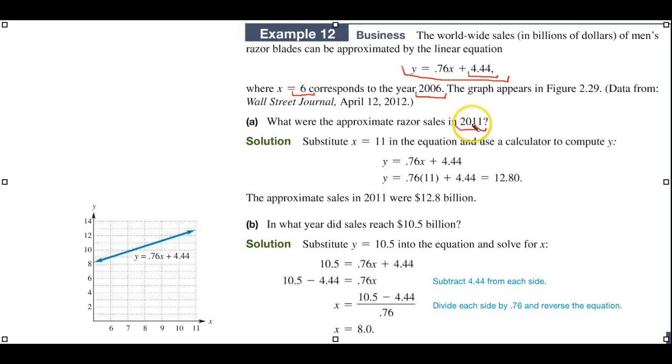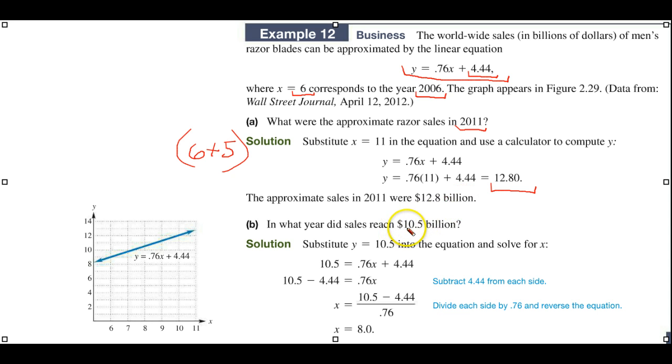Well, here we have to remember that 6 is already included in the x. So how many years is this? Well, this is 5 years difference. So our x is, in a sense, 6 plus 5. That's our x now. So that's where we get the 11 from. We multiply this through and we get this, 12.8 billion.